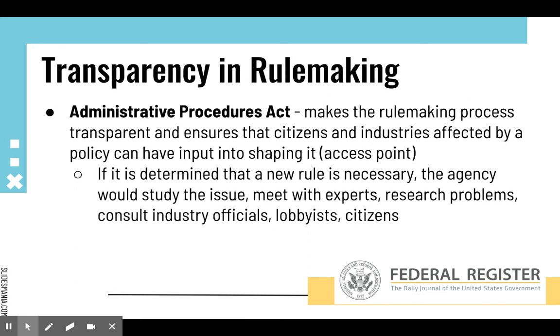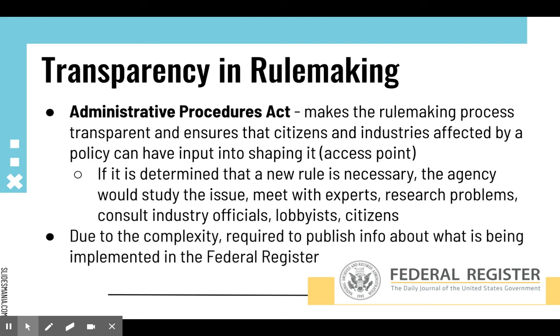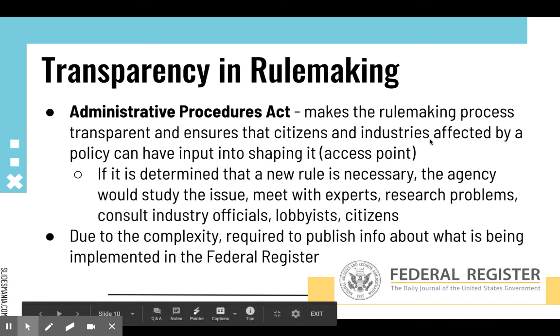And agencies and bureaucratic departments take note of this, and they know that if a new rule is necessary, they study the issue, they meet with experts, they research problems, they consult industry officials, lobbyists, citizens. Everything is documented. And due to the complexity of all of this stuff, it is required by law that this information, these regulations about what is being implemented, is in the Federal Register, which is the daily journal of the United States government.